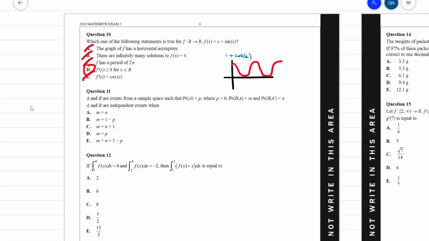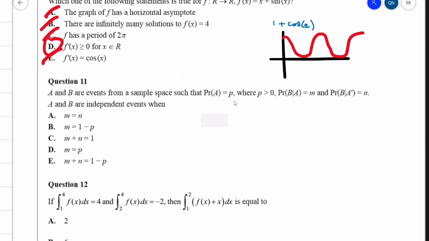All right, question 11. A and B are from a sample space such that the following hold. A and B are independent events when? So, if A and B are independent, that means the probability of B given A, the probability of B happening, just the probability of B should not depend on A at all. So even if we condition on A, it shouldn't change the probability of B. So we kind of want this guy to be equal to the probability of B still. And again, this is just A prime.